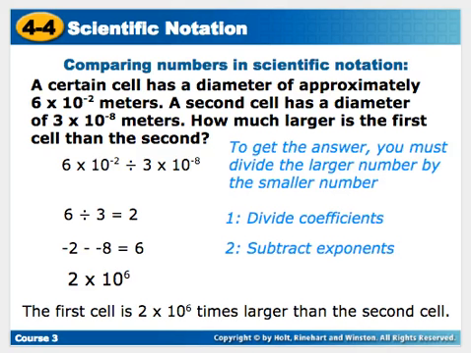In order to compare numbers in scientific notation, you will use division. In this case, you would divide the larger number by the smaller number. You start by dividing the coefficients, being 6 and 3, and if you divide those, you get the number 2. Then you subtract the exponents. Negative 2 minus negative 8 would give you 6. So you're left with 2 times 10 to the 6th. Again, we subtract exponents when dividing.